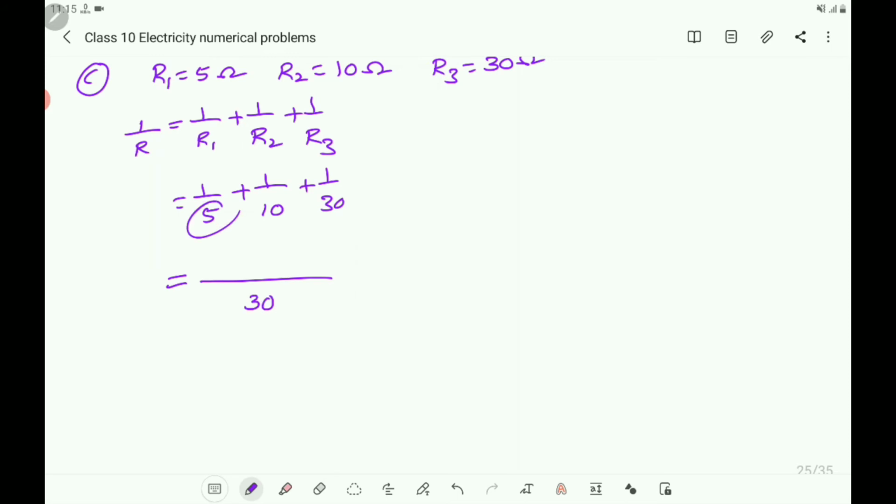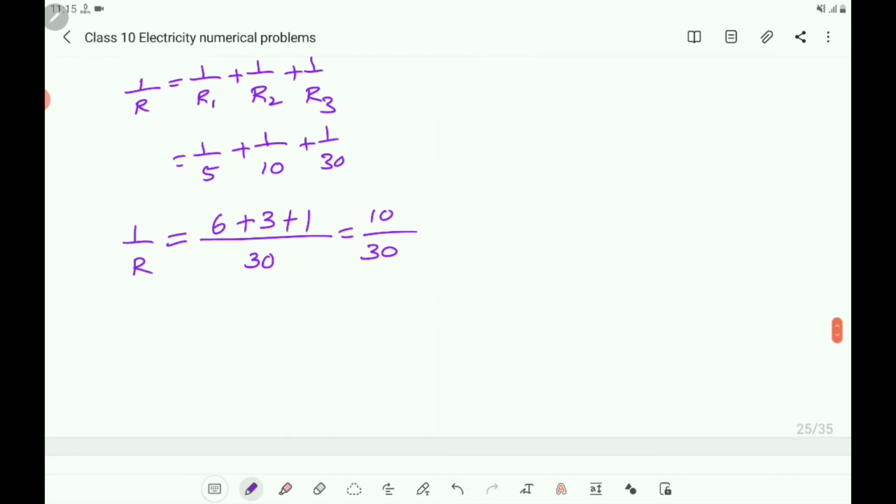You take 30: 5 sixes are 30, so 6; plus 10 threes are 30, so 3; plus 30 ones are 30, so 1. So you will get 1 by R equals 6 plus 3 is 9, 9 plus 1 is 10. The sum of these three is 10 by 30. So that is equal to what? 1 by 3. So you got that 1 by R equals 1 by 3. So R equals 3 ohms.